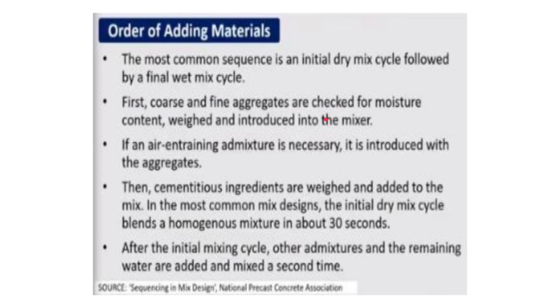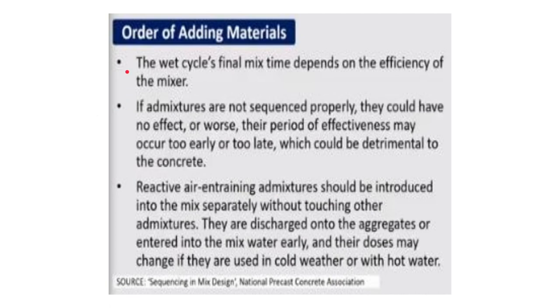First, coarse and fine aggregates are checked for moisture content and weight, then introduced into the mixture, as I told you. If an air entraining admixture is necessary, it is introduced with the aggregates itself. Then cementitious ingredients are weighed and added to the mix. In the most common mix designs, the initial dry mix cycle blends a homogeneous mixture in about 30 seconds. After the initial mixing cycle is complete, other admixtures and the remaining water are added and mixed a second time. So two times are followed. Then the wet cycle's final mix time depends on the efficiency of the mixer.